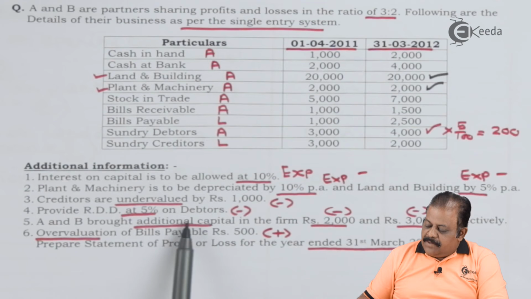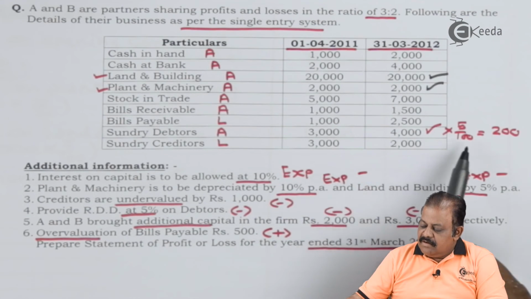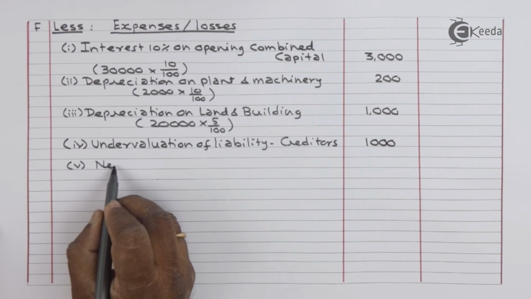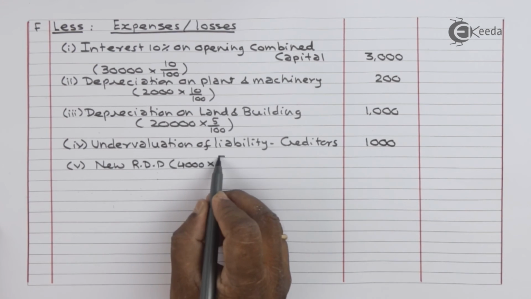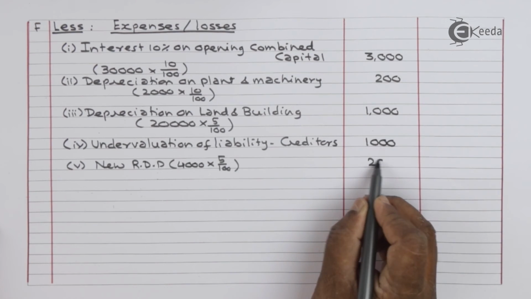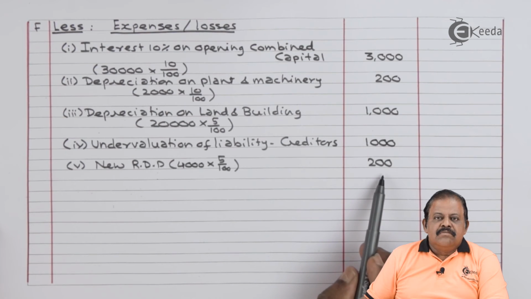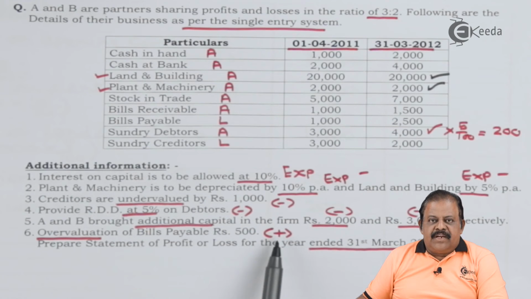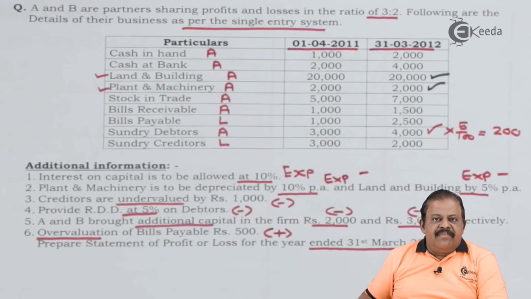Provide RDD 5% on debtors. Closing debtors are 4,000. 5% of this 200. New RDD 5% of 4,000, 200. A and B brought additional capital, already we have recorded. Overvaluation of bills payable, already we have recorded. We have given effect to all adjustments.